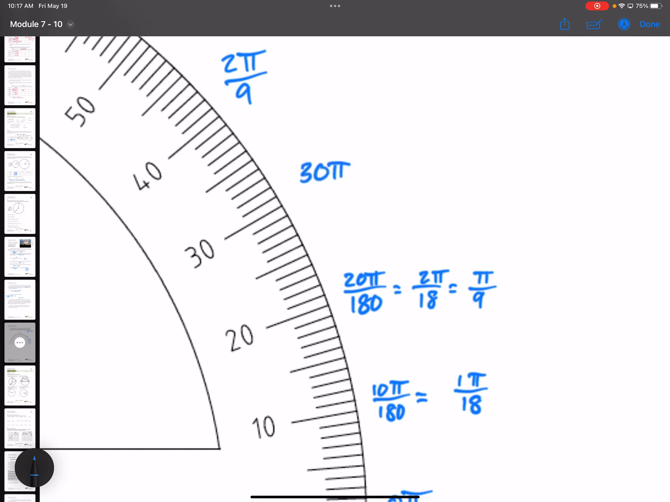So now it's 30 pi divided by 180. Now, what do they both have in them? A 10. What else do they both have in them? A 3. A 3, so we get pi over 6.